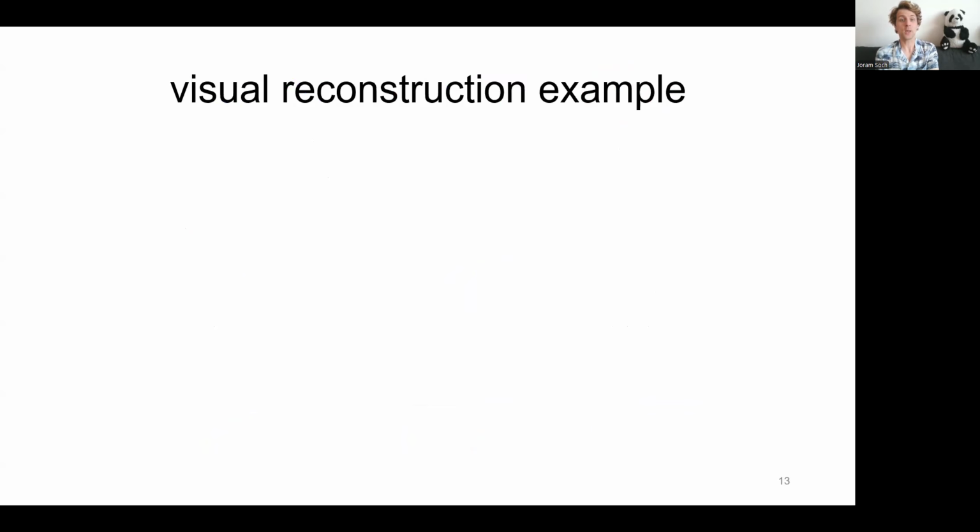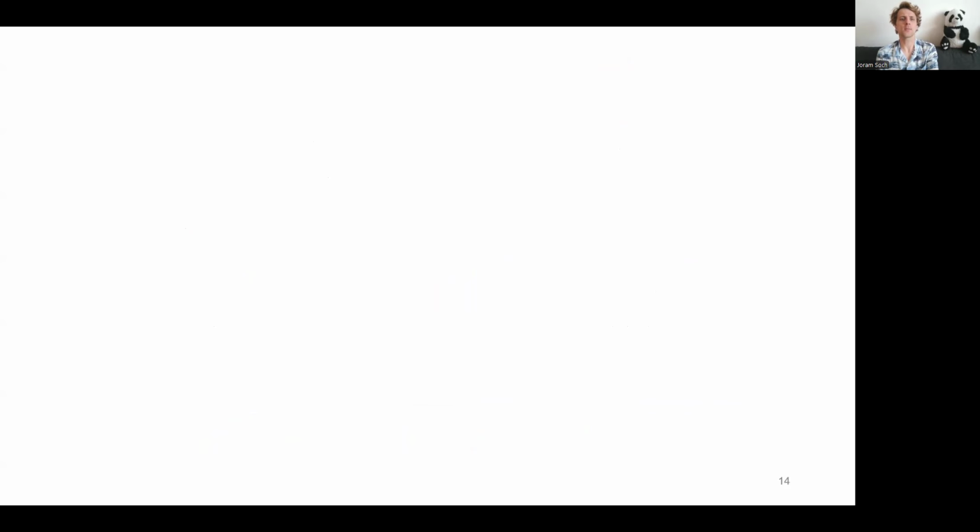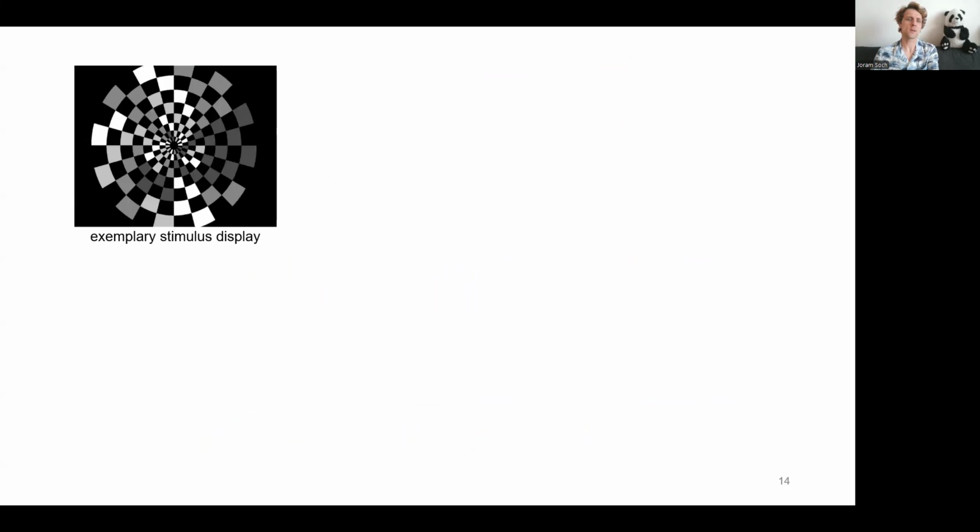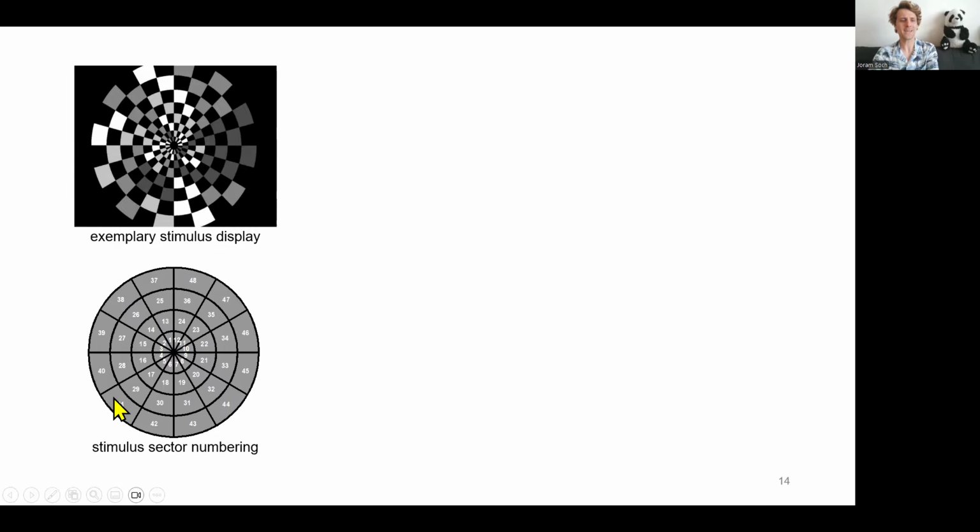So for empirical validation, we apply this to a visual reconstruction dataset. In this experiment, subjects were viewing such a circular stimulus, which featured flickering checkerboard stimulation and was composed of 48 sectors that could be organized into 4 rings and 12 segments. So we then used searchlight-based ITEM to reconstruct the visual contrast or illumination intensity in each of the 48 sectors, which gave us 48 accuracy maps for each subject.